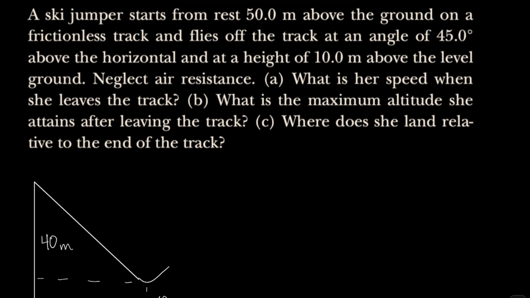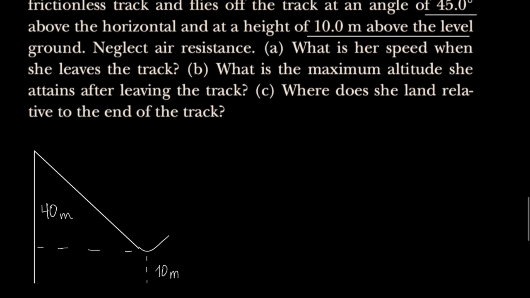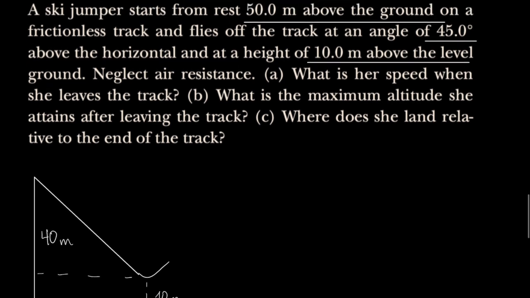All right, problem number 4, it's a very tricky one. This is a combination of conservation of energy and also reviewing of projectile motion. So we have a ski jumper that starts 50 meters above the ground, at 10 meters above the level ground, flies off at 45 degrees from the trampoline. So I took the liberty of drawing this right here.